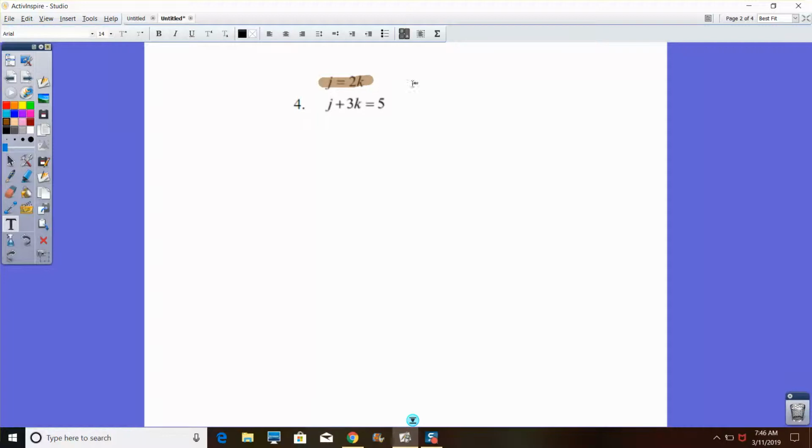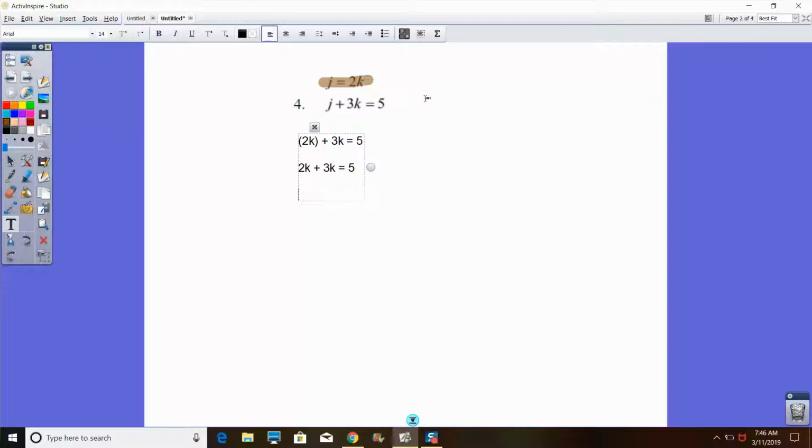So what we're going to do is take this second equation, and if we see a j, we're going to replace it with 2k, which is how we get the substitution method in the first place. So in this case, 2k plus 3k equals 5. There's nothing to do with the 2k. We drop the parentheses, and it'll be 2k plus 3k equals 5.